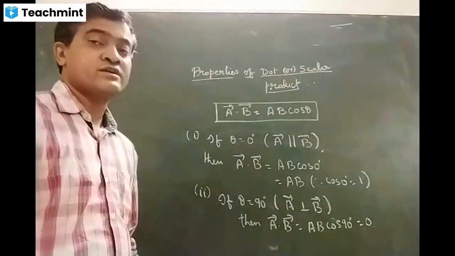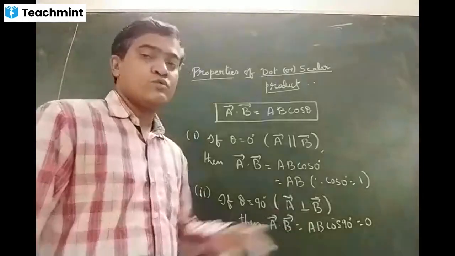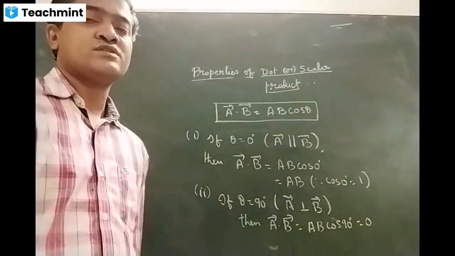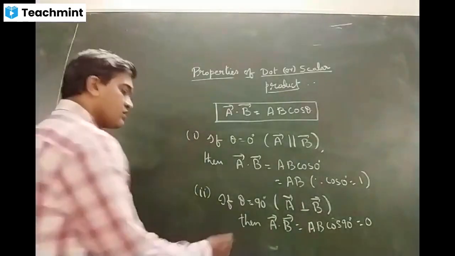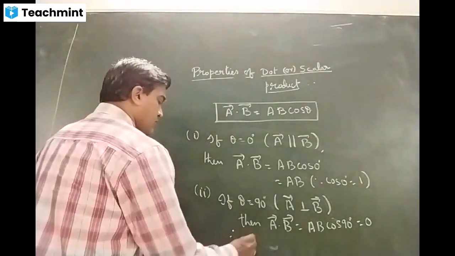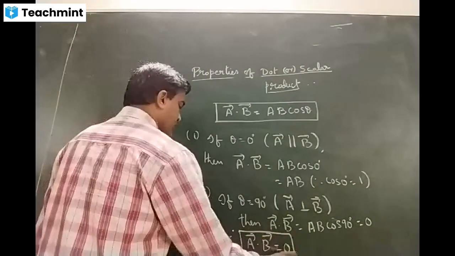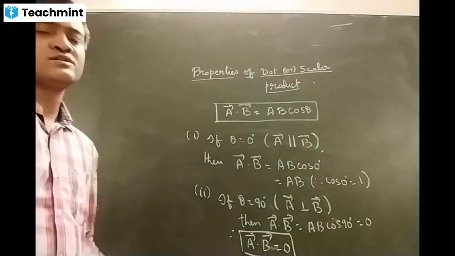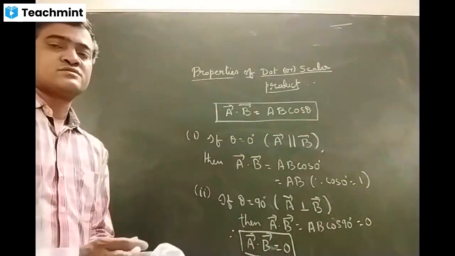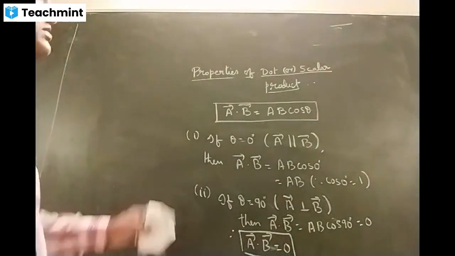Very important. It can make tricky questions, where theta is not given directly. When two vectors are perpendicular to each other, their dot product is 0. So I got A bar dot B bar equal to 0 when A bar is perpendicular to B bar, or both vectors A bar and B bar are perpendicular to each other.